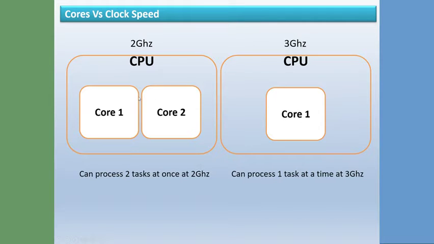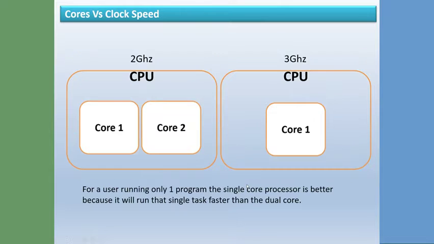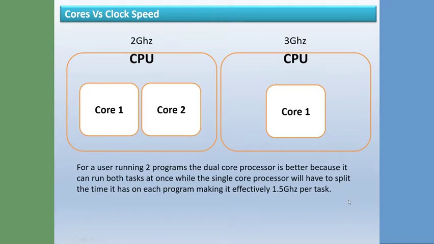A 2 GHz dual core processor can process 2 tasks at once at 2 GHz, whereas a 3 GHz processor with 1 core can only do 1 task at 3 gig. So for users running one program, the single core processor is still better because it'll actually carry out that one task faster than 1 core at 2 GHz. It's actually 1 GHz faster if we're only carrying out a single task. But as soon as we introduce more tasks, that's where the dual core or the quad core processor would come into it.